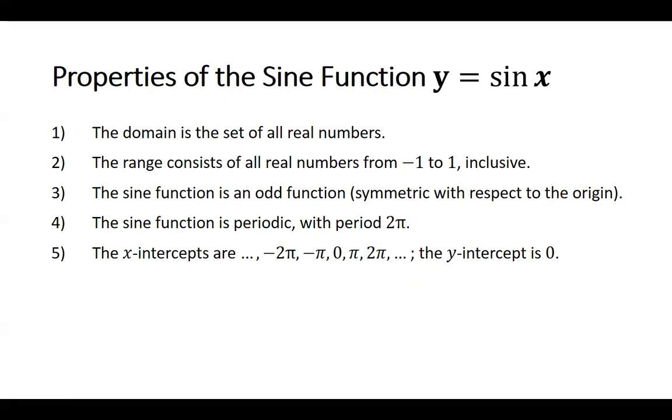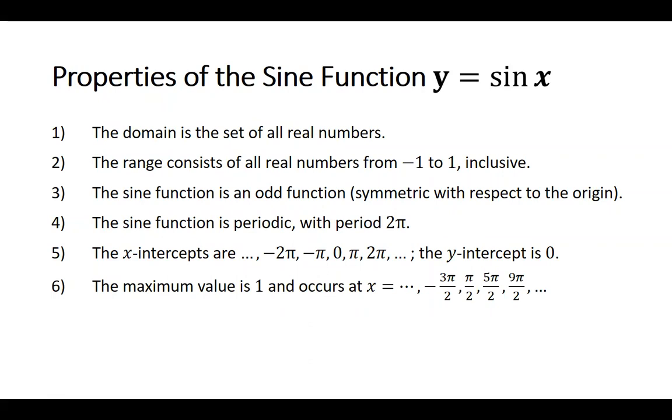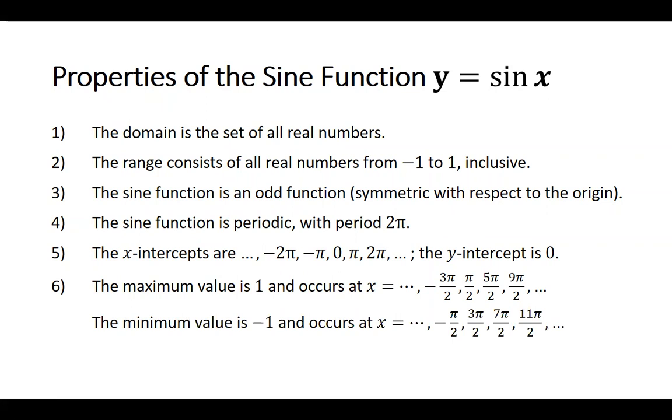Obviously, it crosses the x-axis at numerous points. The maximum value is 1 and occurs at x equal to -3 pi over 2, pi over 2, 5 pi over 2, 9 pi over 2. So you can basically say it starts at pi over 2 and then every 2 pi after that and every 2 pi before that, because the period is 2 pi. The minimum value is -1 and occurs at x equal to -pi over 2, 3 pi over 2, 7 pi over 2, 11 pi over 2, etc. Again, you can start at 3 pi over 2 and add 2 pi or subtract 2 pi. So that's the sine function.